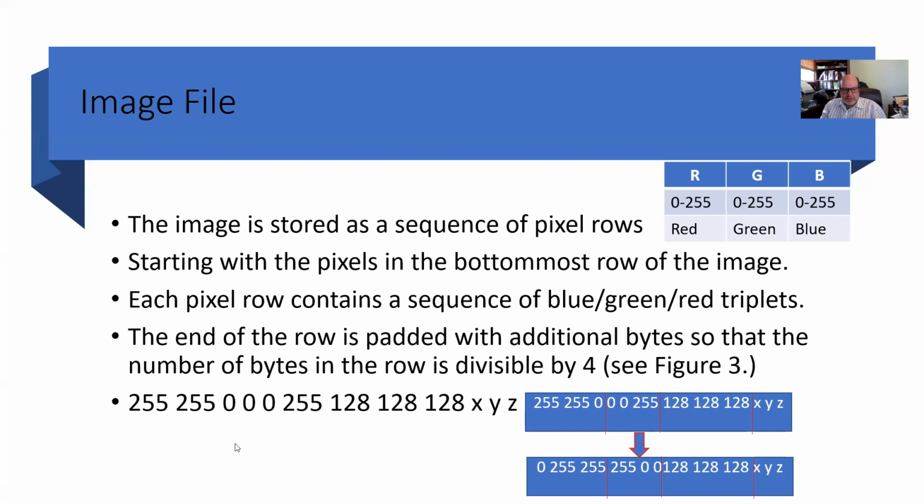So in this case, I have 1, 2, 3 pixels. 3 times 3 is 9. So 9 is not divisible by 4. We have to put some padding to make it divisible by 4. So in this case, the next number divisible by 4 is 12. So we're going to put 3 extra bytes in there.